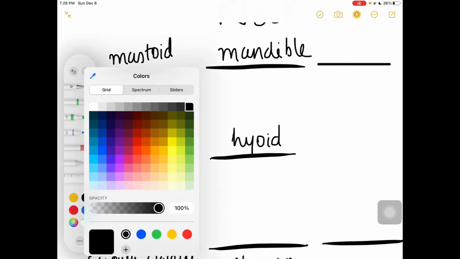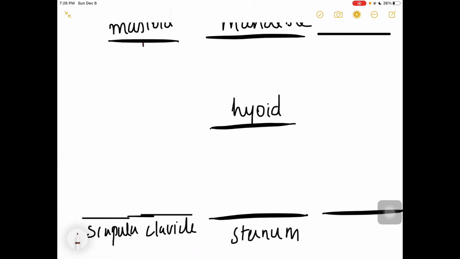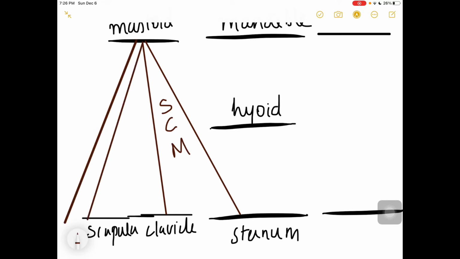Okay, so let's start drawing the muscles one by one. The first is the sternocleidomastoid, right? It connects the sternum, the clavicle, and the mastoid, as the name suggests. Then posteriorly you have another muscle called the trapezius. So in the posterior triangle you have the sternocleidomastoid anteriorly and the trapezius posteriorly.